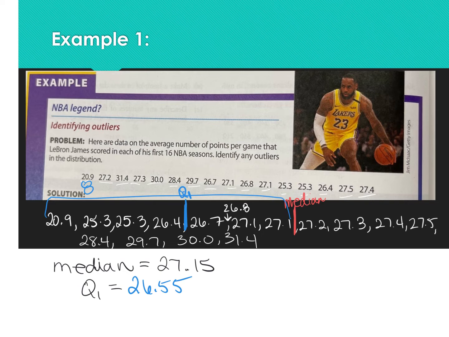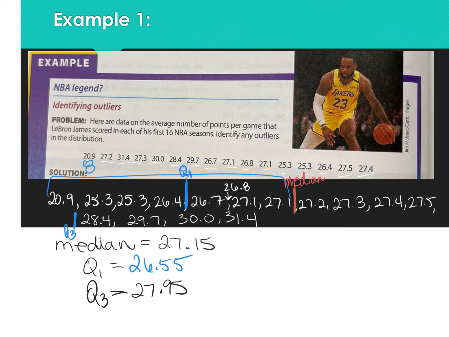Why? You have to include the 27.1 when I'm counting because it's not the median. The median's between these two. So you still have to use the 27.1 because it's not the actual median. And then in between 1, 2, 3, 4, 27.5 and 28.4 is your Q3. So 27.5 plus 28.4 divided by 2 is 27.95, which is my Q3.